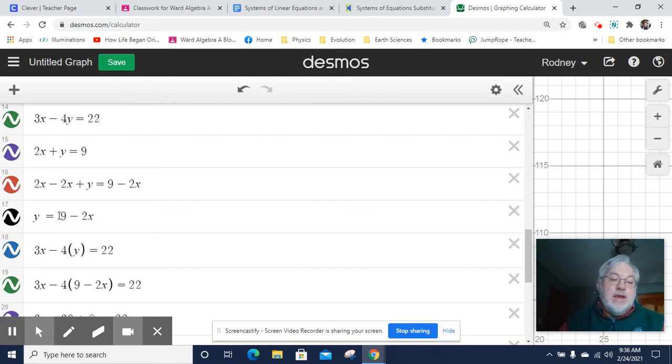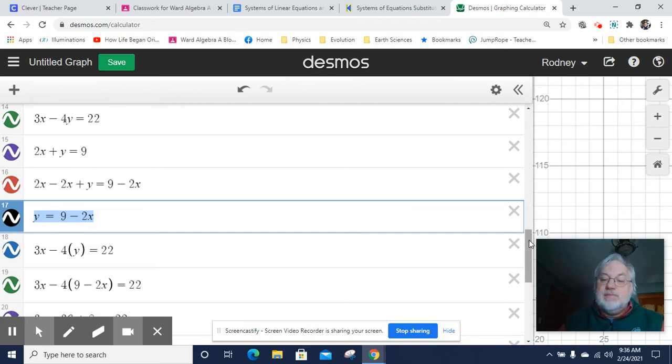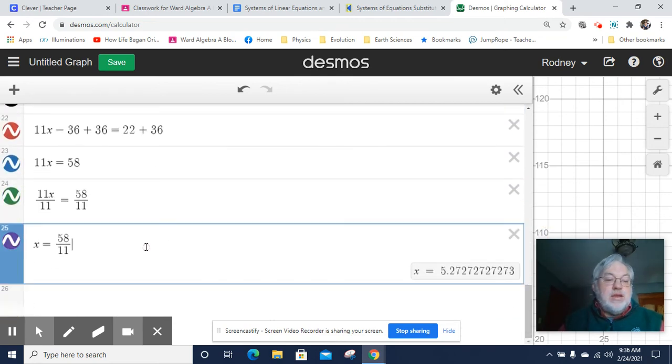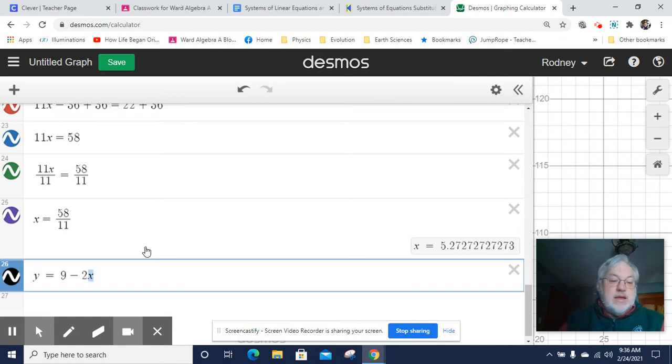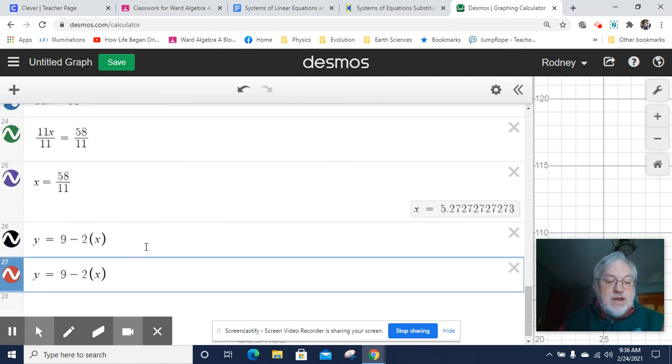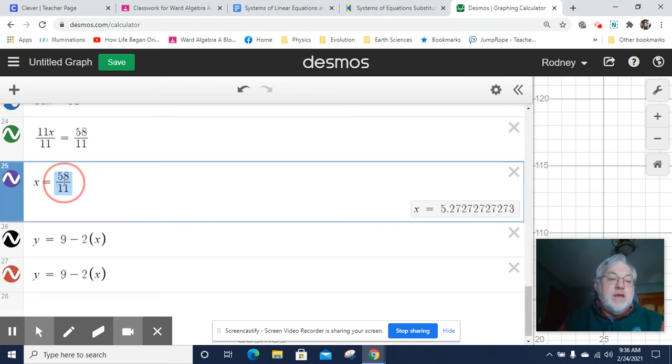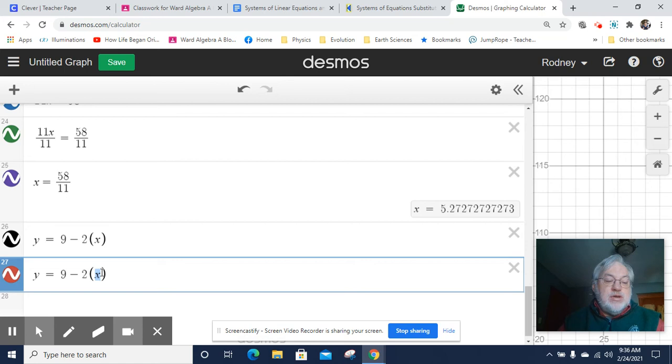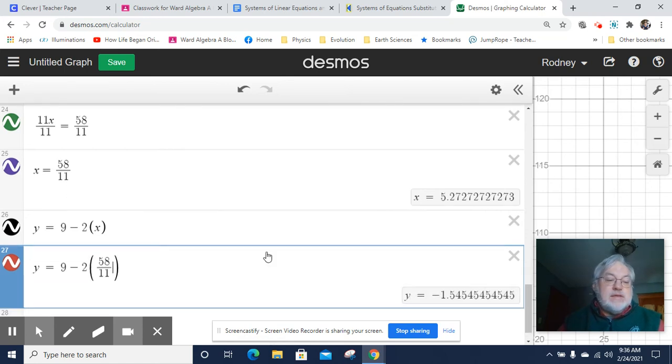Since I've already isolated y, I just need to work out what 9 minus 2 times 58 elevenths is. So let me copy that. It'll work for any one of them, but that's probably going to be the easiest one. And I like to find the easy thing to do. So what I'm going to do is identify x. And since I know x has to be 58 over 11, I'm going to substitute 58 over 11 for x. And now I just have to work out what this is.